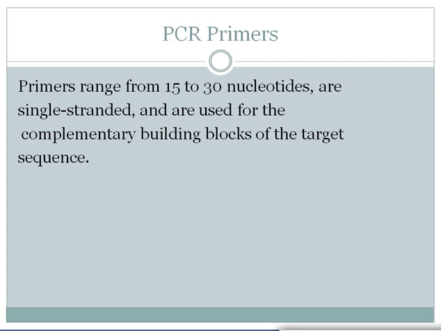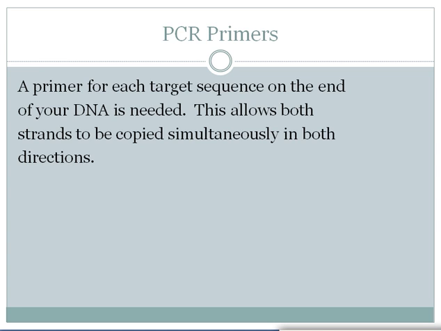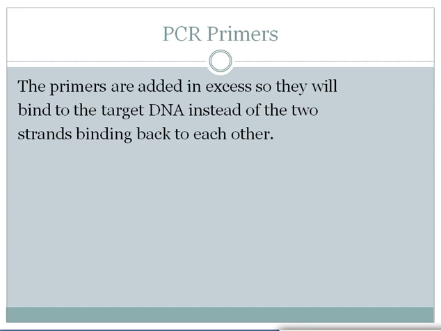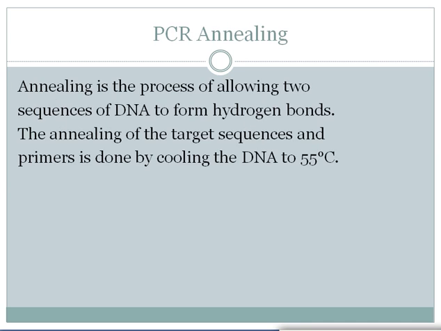The primers range from 15 to 30 nucleotides, are single stranded, and are complementary building blocks for the target sequence. A primer for each target sequence on the end of the DNA is needed. That allows both strands to be copied simultaneously in both directions. The primers are added in excess, so they will bind to the target DNA instead of the two strands binding back to each other.